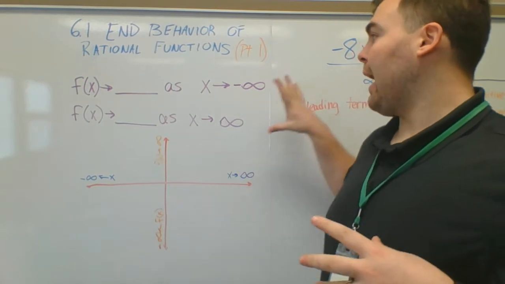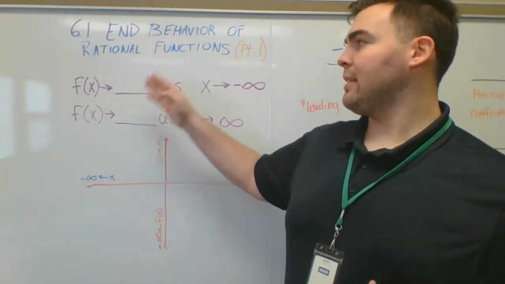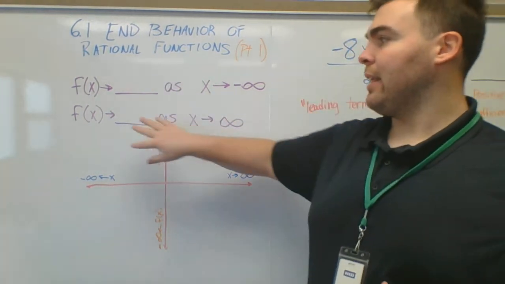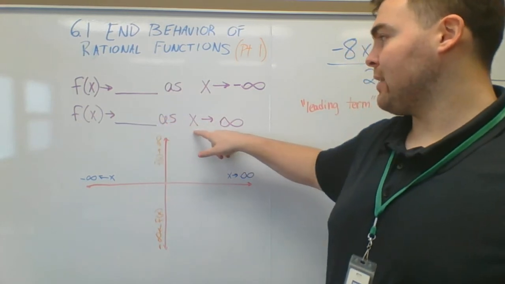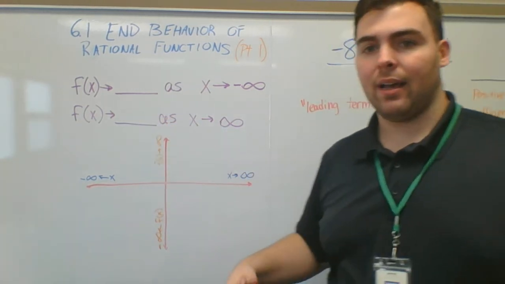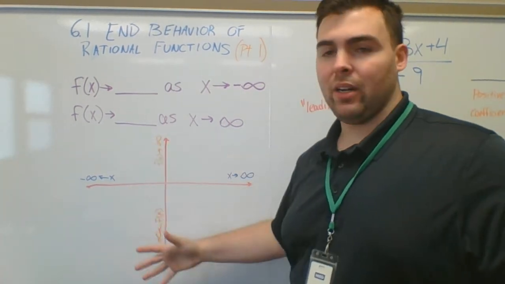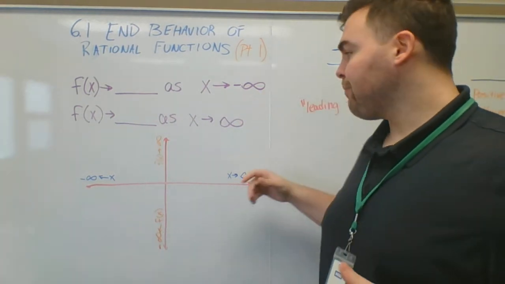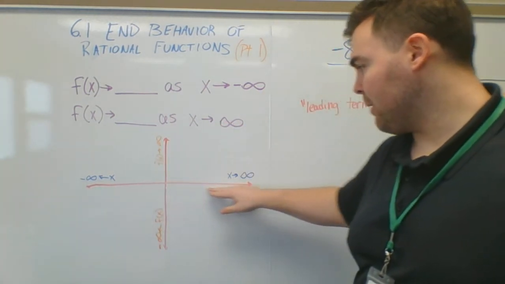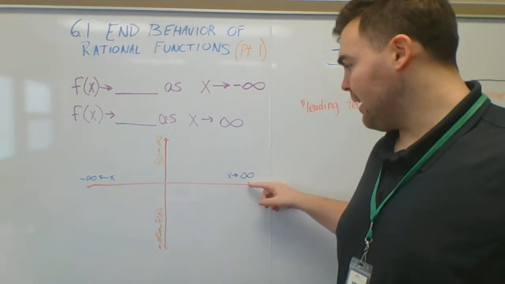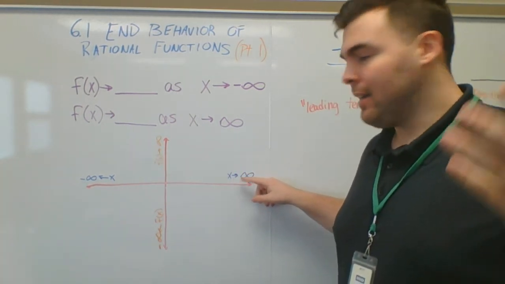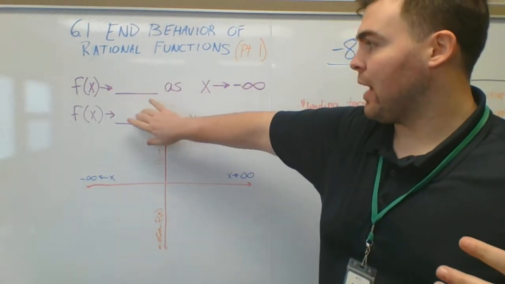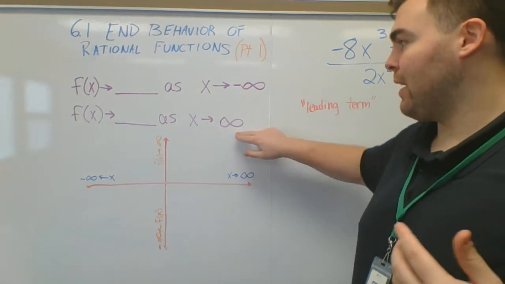So end behavior, how the problem is going to look, it's always going to say f of x is going to go to blank as x goes to negative infinity, and it'll say f of x goes to blank as x goes to positive infinity. So what that means is, if I were to think about a graph, as x increases to infinity, is f of x, or if you want to think about it as y, going to go up to infinity, or does it go down to negative infinity? That would be the answer for f of x goes to, as x goes to infinity.